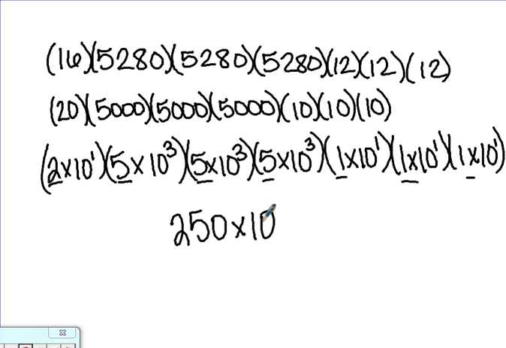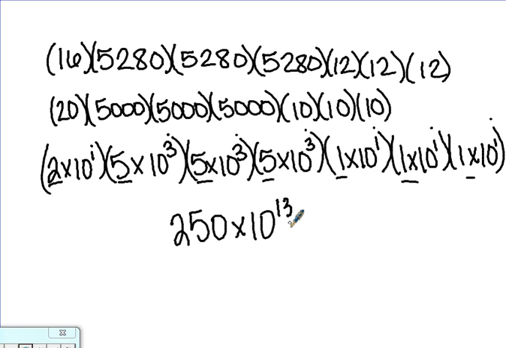Then we're going to add the exponents. 1 plus 3 is 4. 4 plus 3 is 7. 7 plus 3 is 10. 10 plus 1 is 11. Plus 1 is 12. Plus 1 is 13. So we have 250 times 10 to the 13th.